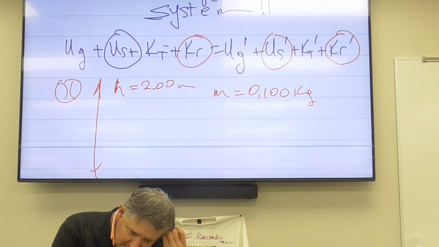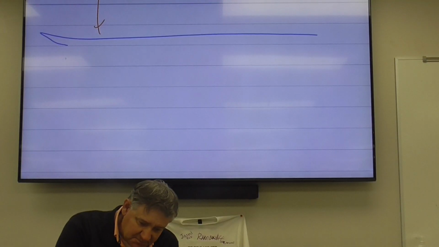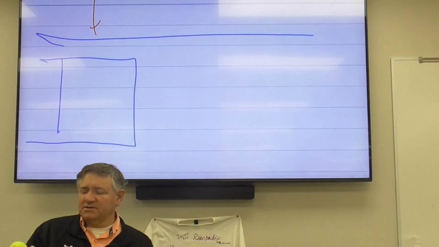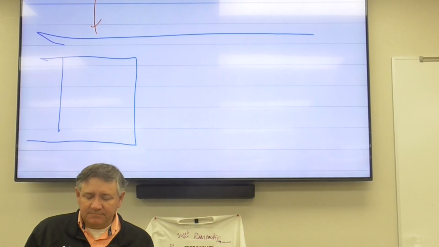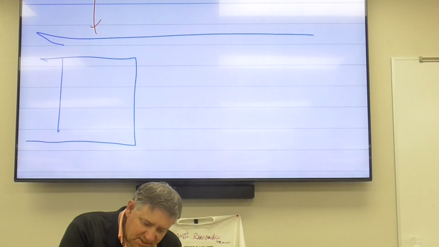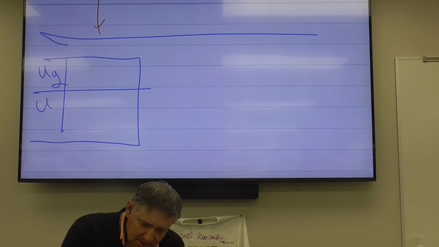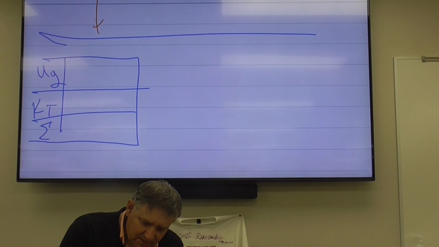So what I would recommend is that I would set up a chart, and if you look at how I work these problems. In this situation, I'm gonna hold it up here. We're not gonna talk about it rotating. There's no springs involved, so we don't have to worry about US. This type of energy is only going to involve UG and KT, and then the sum of these energies.